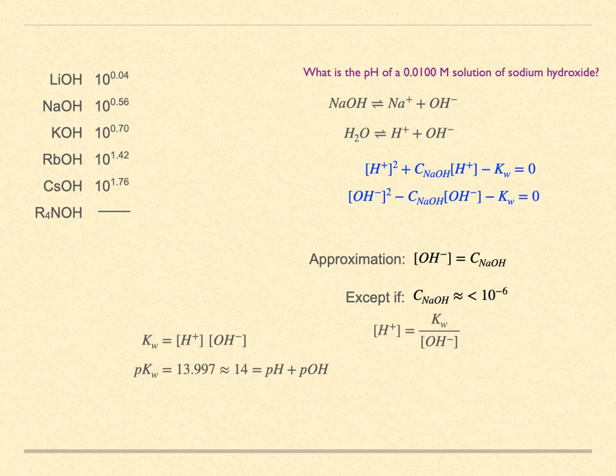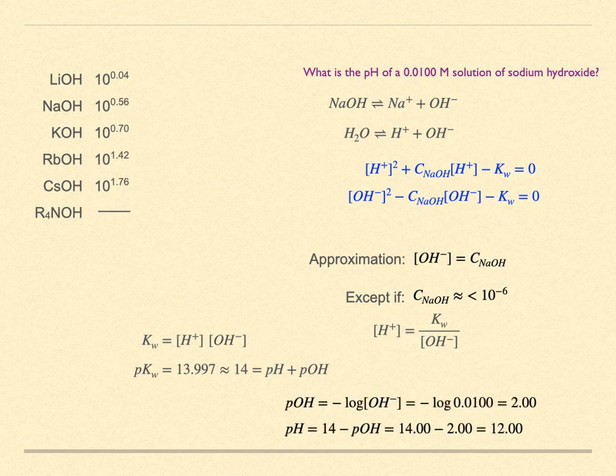Now we can take the negative base 10 logarithms of the equilibrium expression and get that pKw must always equal pH plus pOH. Since the precise value for Kw at 25 Celsius is 1.007 times 10 to the minus 14, its negative log is 13.997. But since we are dealing with the approximations, it really is okay just to let it be 14.